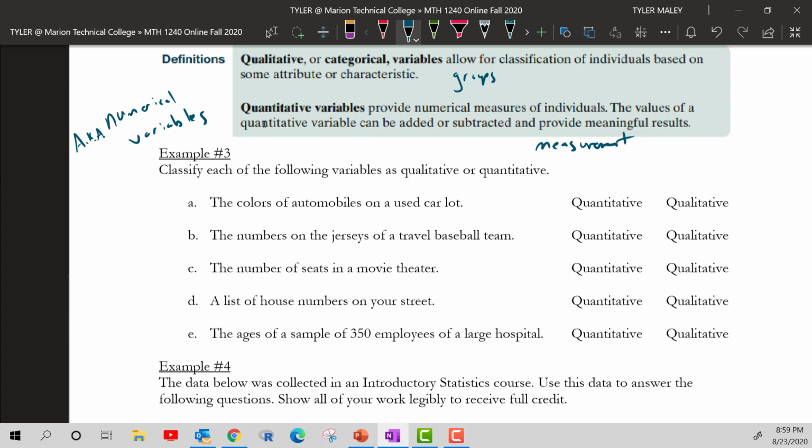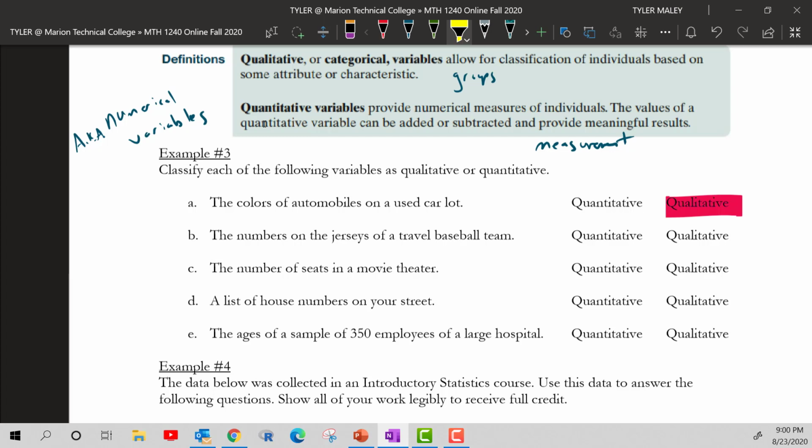Right? So then for example 3, we want to classify each of the following variables as qualitative or quantitative. So one is the color of automobiles on a used car lot, right? So that's a quality, so we would mark qualitative. Oops, I wanted to pick yellow. Right, so the number on the jerseys of a travel baseball team, right? So something you want to be careful about is just because something's a number does not mean that it's numerical or quantitative, right? So you want to think about, is the number a measurement? One question that you can ask yourself that doesn't always work is, does it make sense to add or subtract these, right?